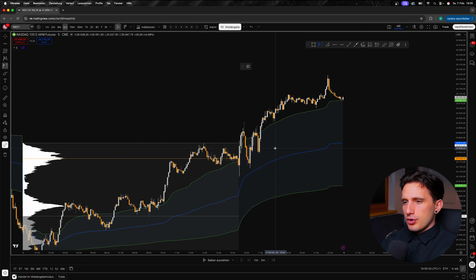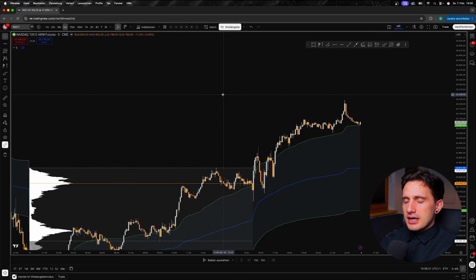The fixed volume profile right here is one of my most used drawing tools. You can draw from the low to the high and you get this volume profile. You can really quickly understand as the video goes on what I mean and what I'm looking out for when I'm using fixed volume profiles.